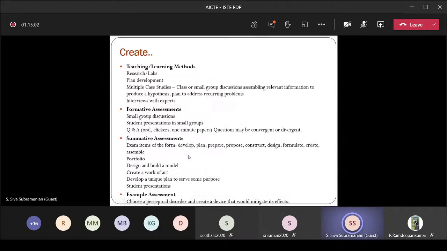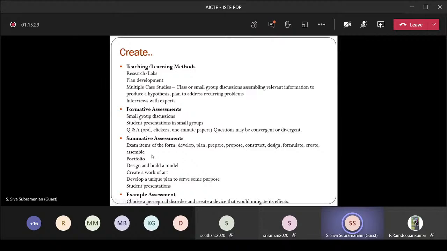And the teaching methods, of course, no lecture method can create that environment. It is only in research labs. You will have to have plan development. You will have to interact with the experts. You will have a multiple case study approach, right? And on formative, it is QA, small presentations, small group discussions. But on summative, you will design and build a model, you will create a work of art, you will have presentations, you will have portfolios and all these things.